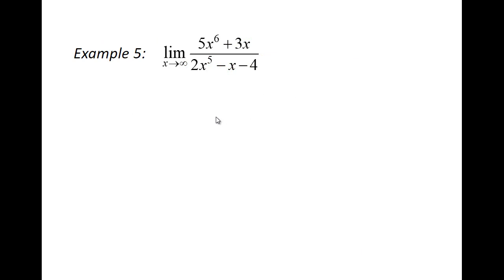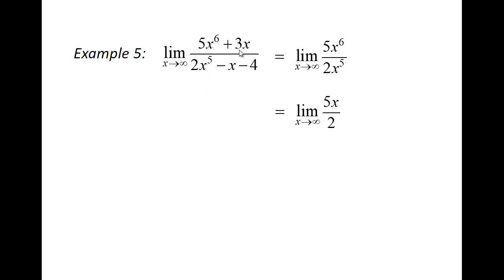So here is another example. Here I have this rational function. I want to take the limit, and so I just take the limit of the ratio of the leading terms. So the leading terms are 5x to the 6 over 2x to the 5. And so these are the highest order terms. That is, these are the leading terms of the polynomials here.